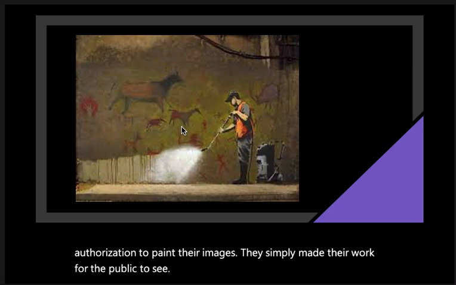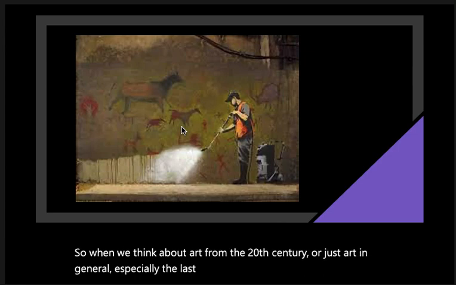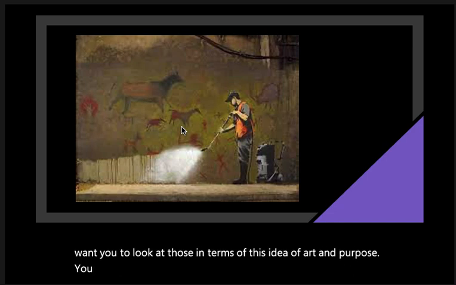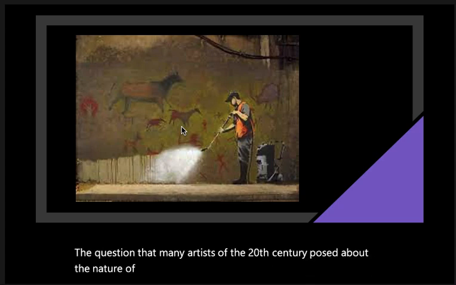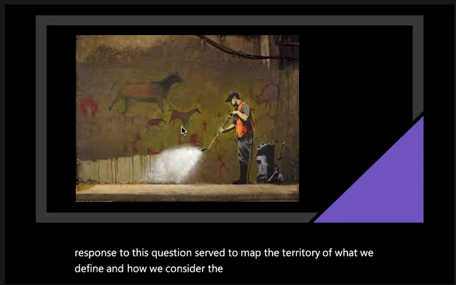So, when we think about art from the 20th century, or just art in general, and especially the last few pages of chapter 2, I really want you to look at those in terms of this idea of art and purpose. The question that many artists of the 20th century posed about the nature of their task, and the great formal variety of their response to this question, served to map the territory of how we consider the word art to be defined.